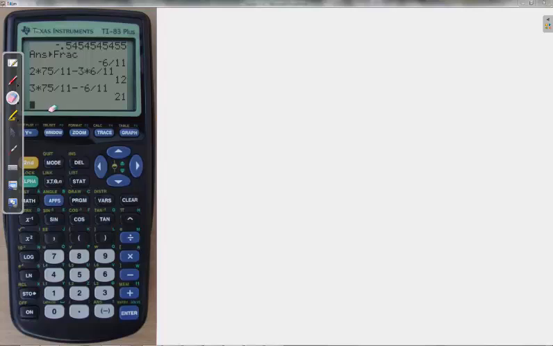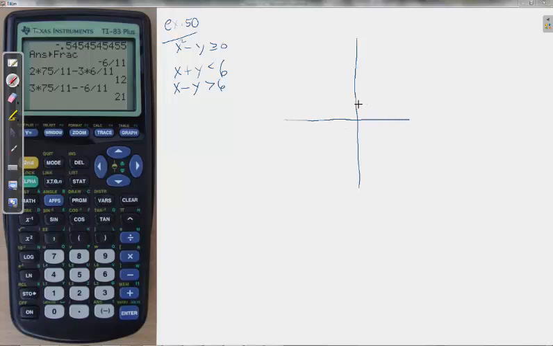Okay, let's do exercise 50. So here's exercise 50. I have x squared minus y is greater than or equal to 0. I have x plus y is less than 6. And I have x minus y is greater than 6. So, negative y is greater than or equal to negative x squared, so y is less than or equal to x squared.